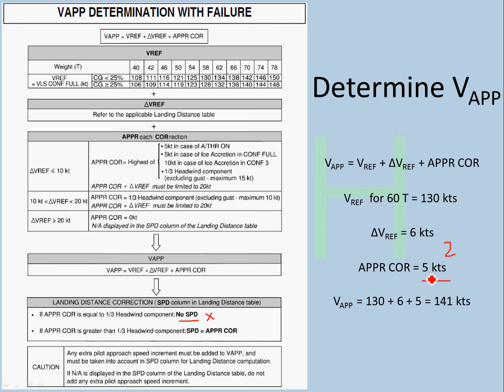So the approach correction was 5, and the headwind component was 1/3 of the headwind, which is 2 knots. So the speed correction is equal to the approach correction. We have to add this into the landing distance correction, which I'll explain to you.